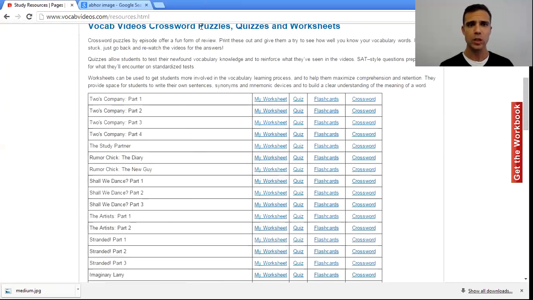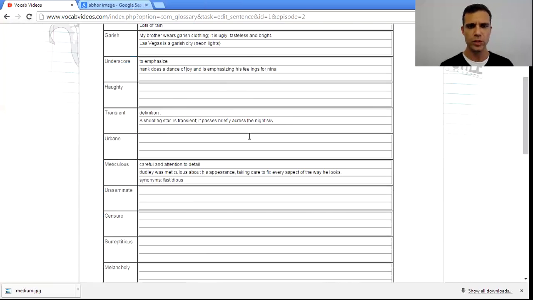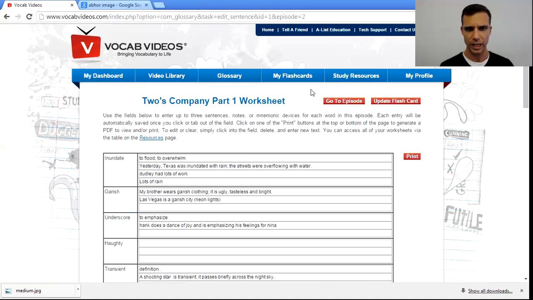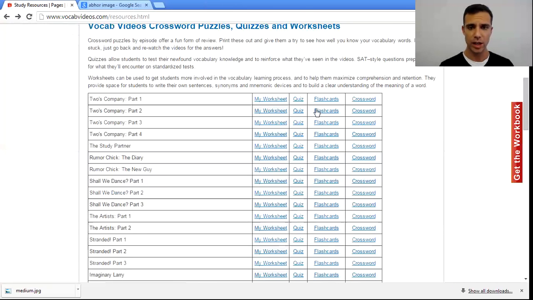Underneath that, you can see the crossword puzzles, quizzes, and worksheets. We've already discussed that worksheets exist for each of the sets of words. This is where you type definitions directly in, or synonyms or sentences directly into a worksheet that you can then print. You'll also find the flashcards that we've already discussed, and a quiz.